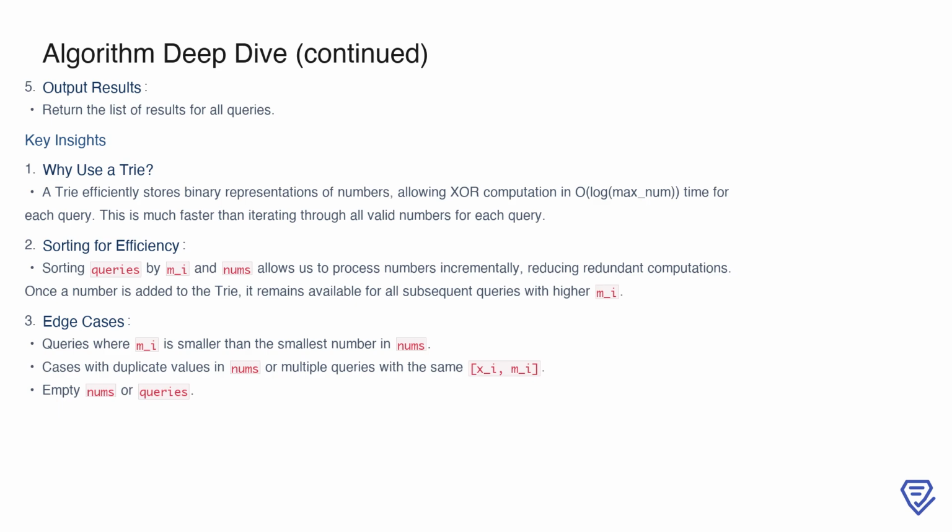There are several key insights behind this optimized approach. First, the use of a tree allows us to compute XOR values in logarithmic time relative to the maximum number in nums, making it far more efficient than iterating through all valid numbers. Second, sorting both nums and queries ensures that we process numbers and constraints incrementally, reducing redundant computations. This incremental approach is particularly useful because once a number is added to the tree, it remains available for all subsequent queries with higher m_i.